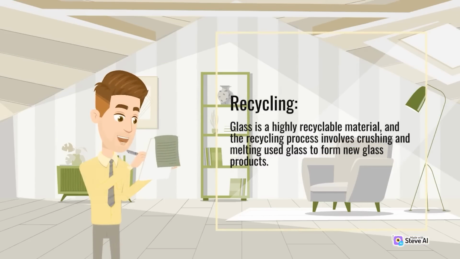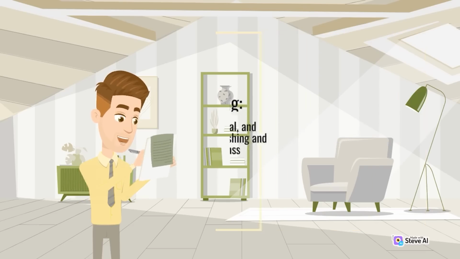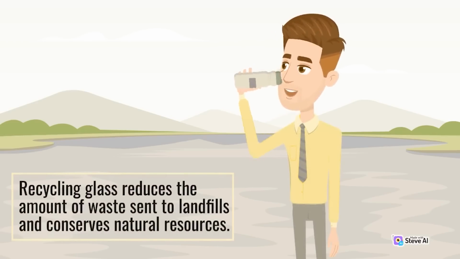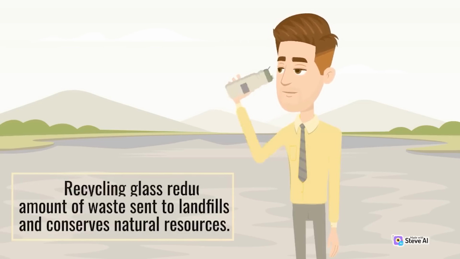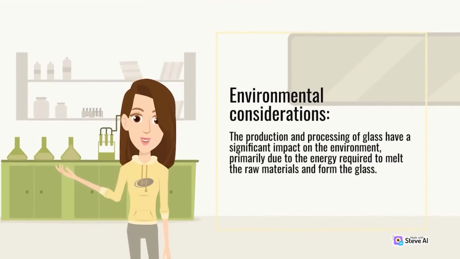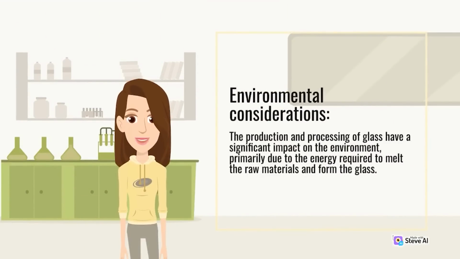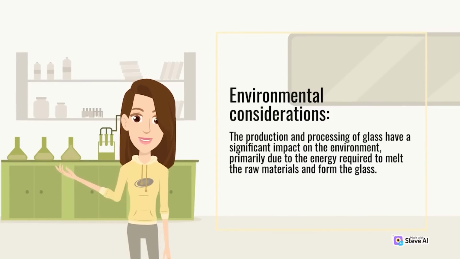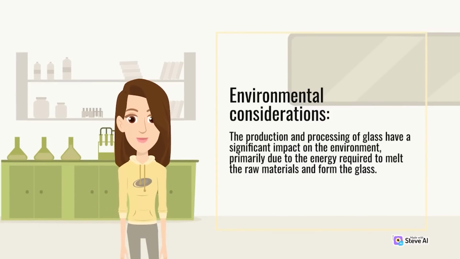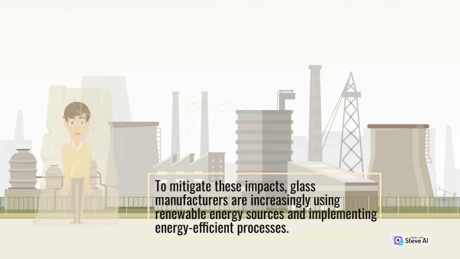Recycling. Glass is a highly recyclable material, and the recycling process involves crushing and melting used glass to form new glass products. Recycling glass reduces the amount of waste sent to landfills and conserves natural resources. Environmental considerations. The production and processing of glass have a significant impact on the environment, primarily due to the energy required to melt the raw materials and form the glass. To mitigate these impacts, glass manufacturers are increasingly using renewable energy sources and implementing energy-efficient processes.